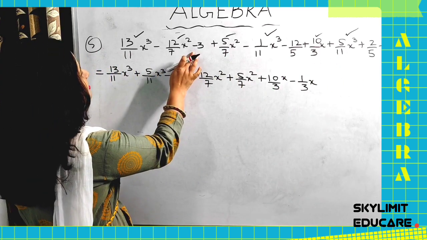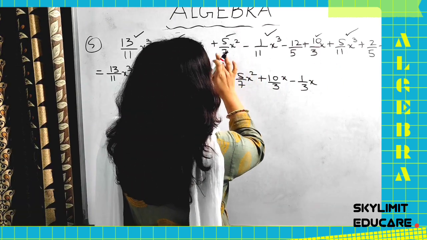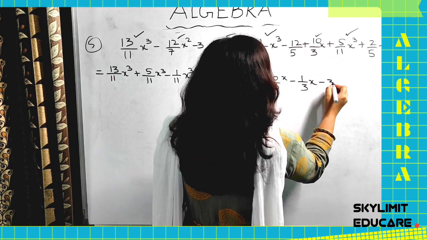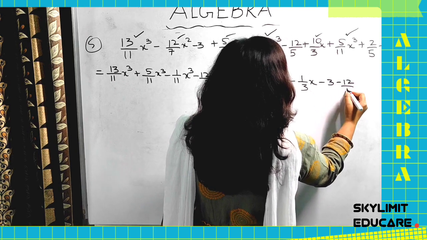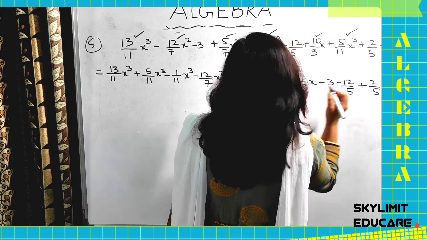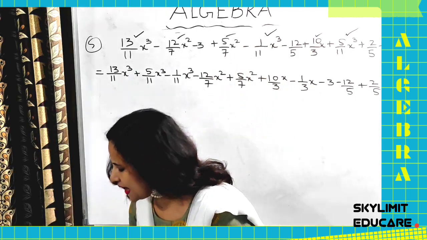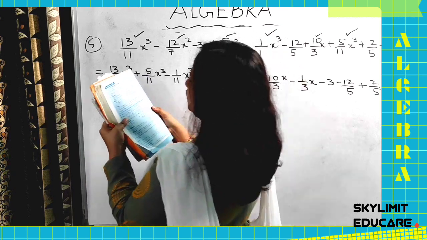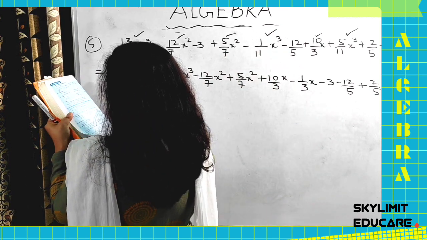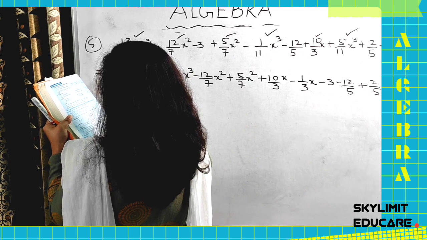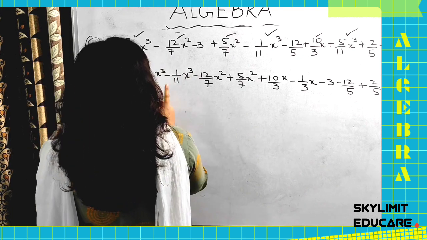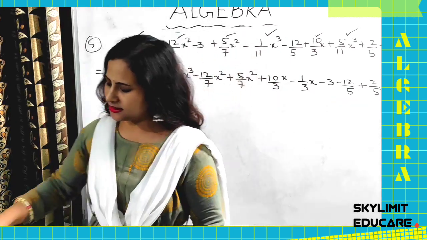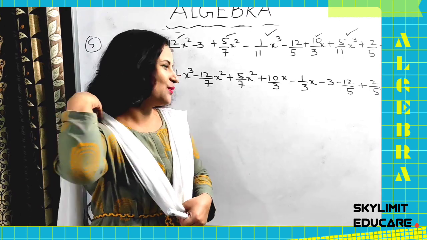Now the number part is minus 3. Then we have minus 3 here, minus 12 by 5 and plus 2 by 5. Yes or no? So minus 3 minus 12 by 5 plus 2 by 5. Very carefully please check whether you have written everything that is in the question. So let us count the number of terms once again to check it. 1, 2, 3, 4, 5, 6, 7, 8, 9, 10. Because if you miss a single term, then the answer will be wrong. So you have to check it very carefully.